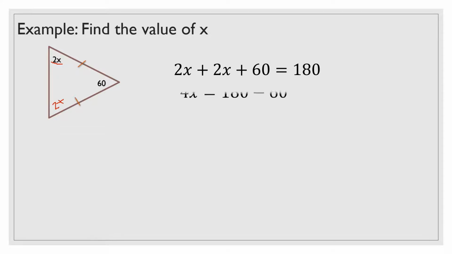Then simplify. We have 2x plus 2x is 4x. Then combine natin yung 60 doon sa 180. So 180 minus 60 is equal to 120. Then divide both sides of the equation by 4. So x now is equal to 30.